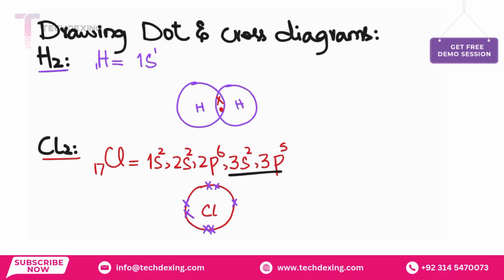We would draw the second chlorine. This is the valence shell of the second chlorine. You can represent the electrons of this chlorine with the dot. So here it is a dot and the 6 more electrons. So this is how the dot and cross diagram for the chlorine molecule looks like.